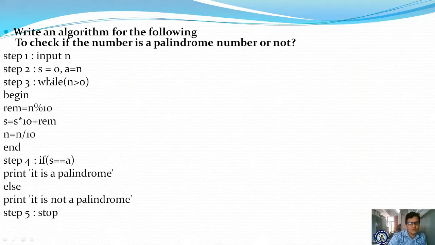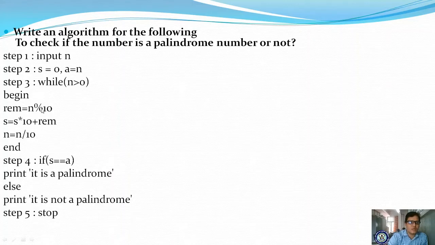Now once again it will come here, 11 greater than 0, condition true. Once again it will begin, and 11 modulo 10 gives the remainder as 1. Once again here it comes: 1 into 10, 10 plus 1, it becomes 11. Okay, the new value of s is 11: 1 into 10, 10, plus remainder value 1, 10 plus 1, 11, which I am storing in s. Next it comes to n is equal to n by 10. So 11 by 10, now what is the quotient value? 1. Now once again it comes to the while loop, 1 greater than 0, condition is true.